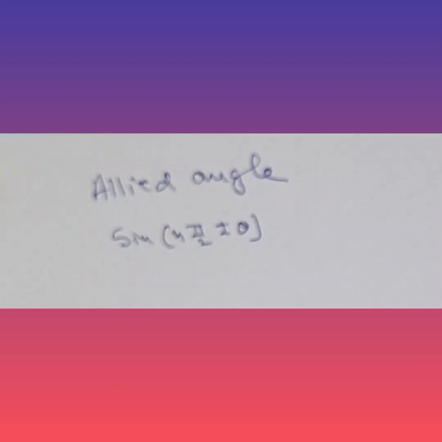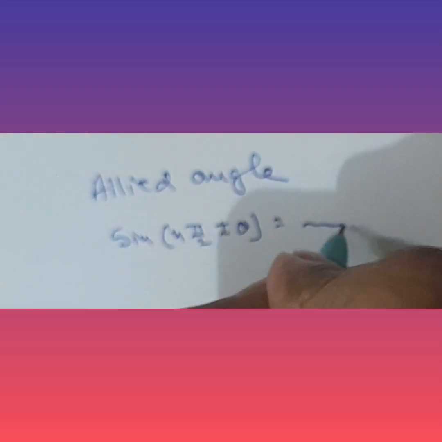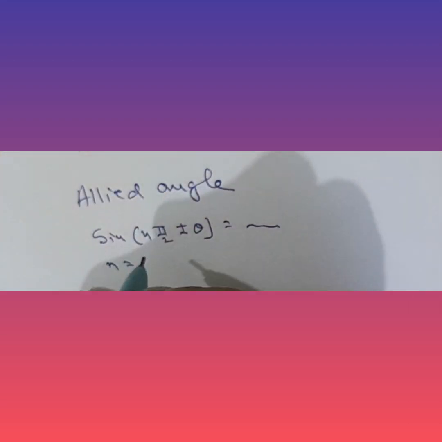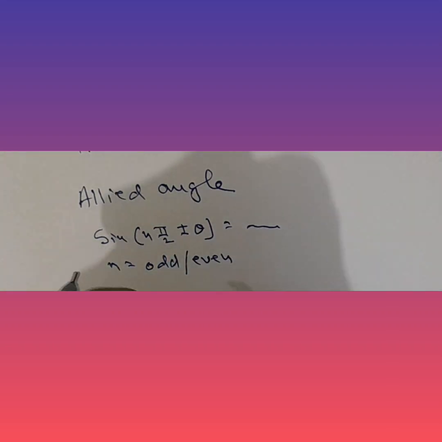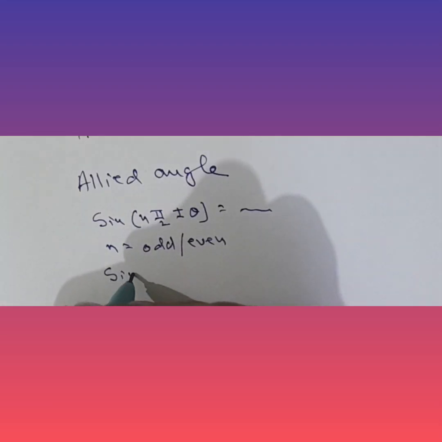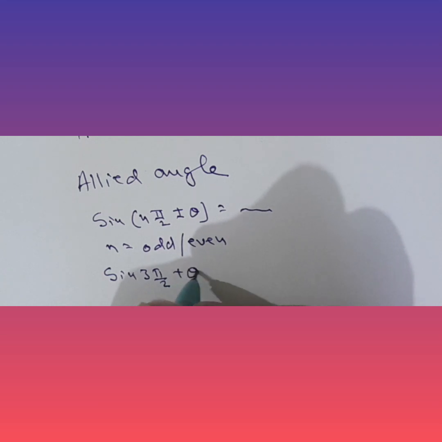Let's try and understand allied angles. Let me take an example of sin(nπ/2 ± θ). What is it equal to? Now, n could be either odd or even. Let's take an example of sin(3π/2 + θ).